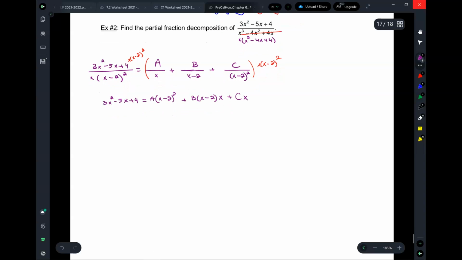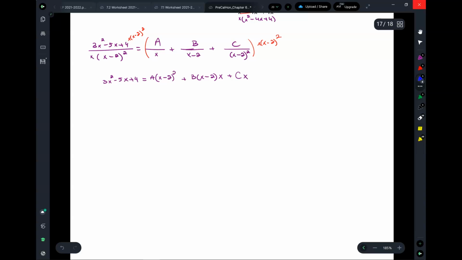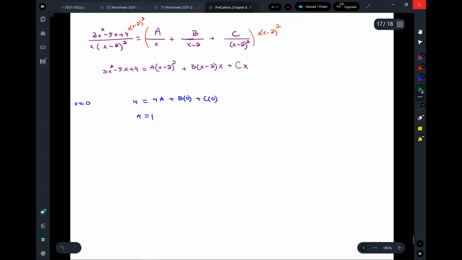Okay, so what should we plug in first? 0. I get 4 equal to 4A plus B times 0, C times 0. Fabulous. A is 1. Okay, what else should we plug in? 2. You get 6 equal to A times 0, B times 0 plus 2C. So C is 3.